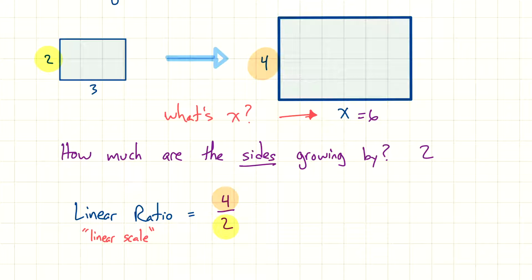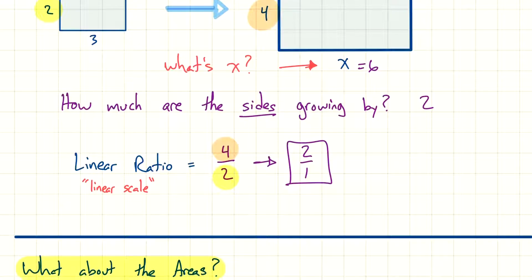Does this linear ratio reduce? Yes, it does. We could reduce this fraction to 2 over 1. So here we could say that is our linear ratio. Sometimes we might just say a linear scale factor of 2, because technically 2 divided by 1 is 2. But I want us to keep it as a fraction just so what we do a little bit later might make more sense, because these ratios aren't always nice whole numbers. So I don't want you to assume it's always like that.